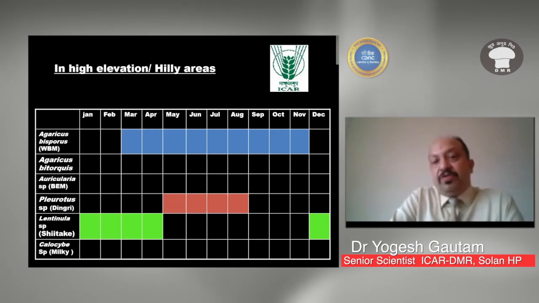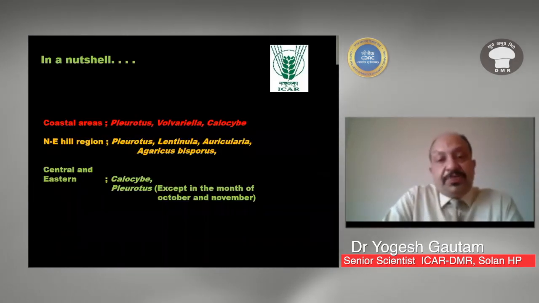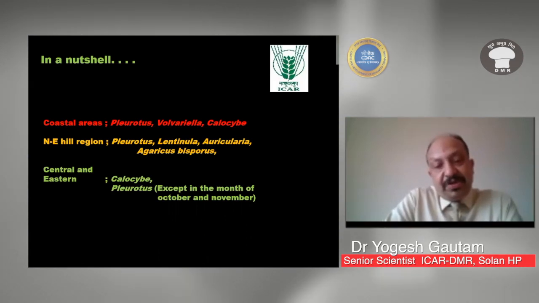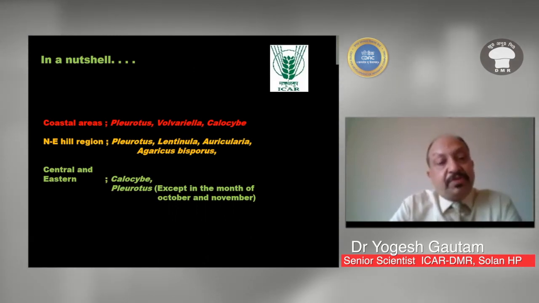So this is the range of mushrooms which can be grown, because India also has a wide range of climate. Temperature varies from below zero to up to 50 degrees in some regions. So we can grow different mushrooms in different regions depending on the climate prevailing.